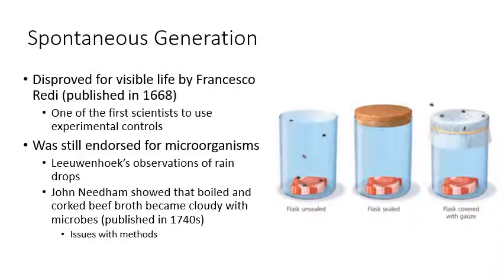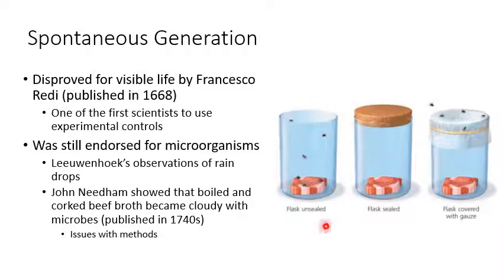So one of the first experiments that was used to disprove spontaneous generation was by Francesco Redi in 1668. He did this experiment where he had some jars with meat in them. He left one just open, another one he sealed with some cork, and then the last one he put some gauze over it and sealed it that way. And he just basically waited to see what would happen to this meat.